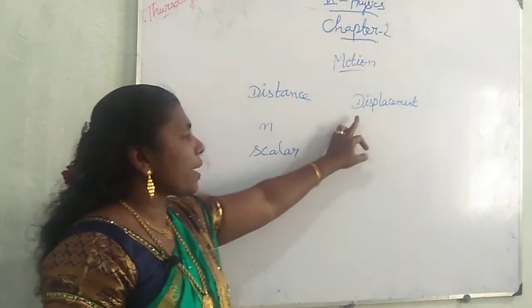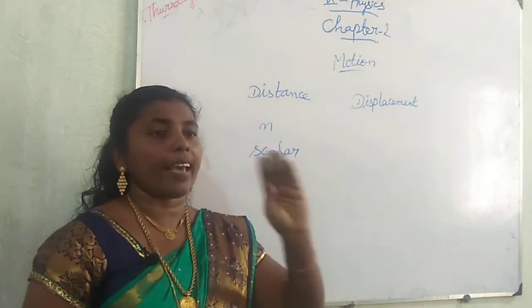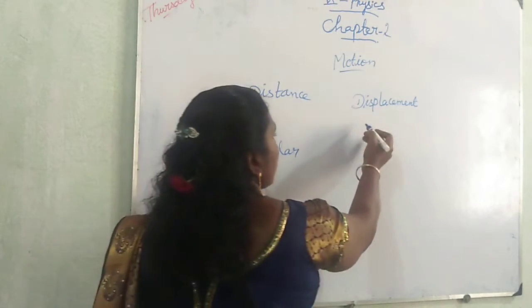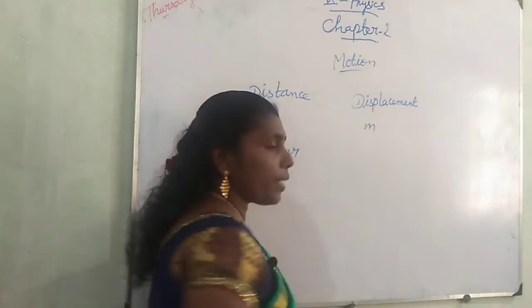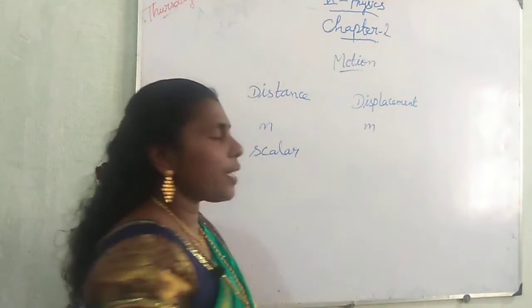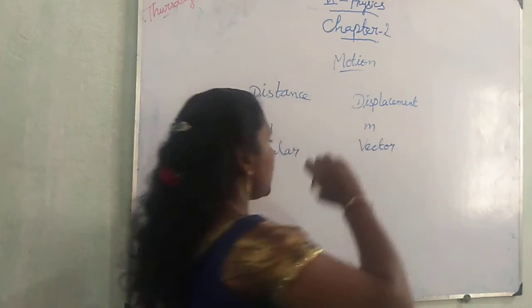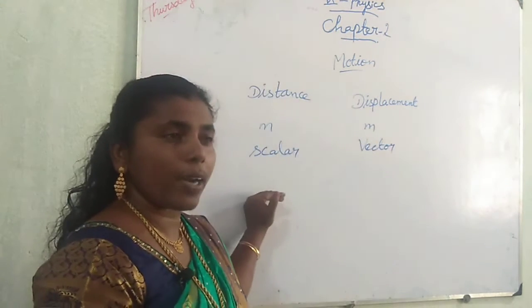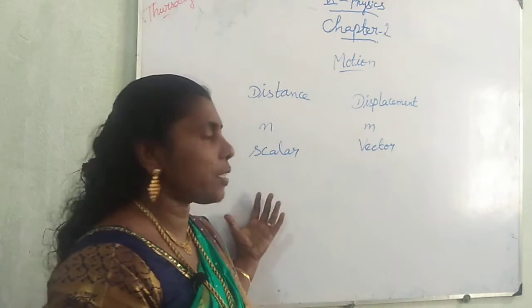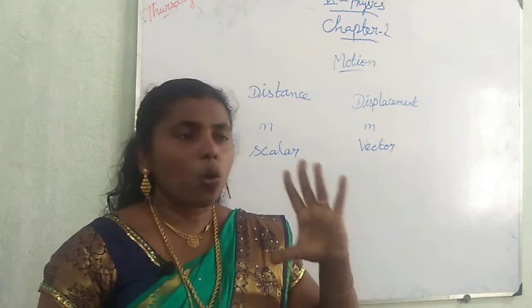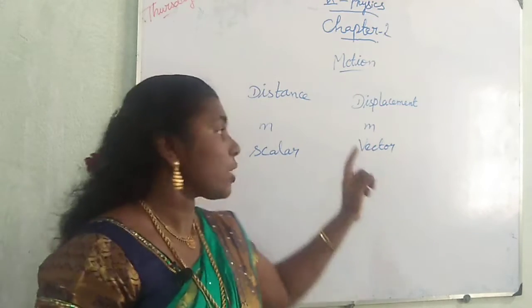So the displacement has a certain direction. Direction is mentioned in displacement. What is the unit of displacement? Meter is the unit of displacement, and displacement is a vector quantity. Distance is a scalar quantity, as we have learned, with only magnitude. But displacement is a vector quantity, so magnitude and direction are both mentioned here.